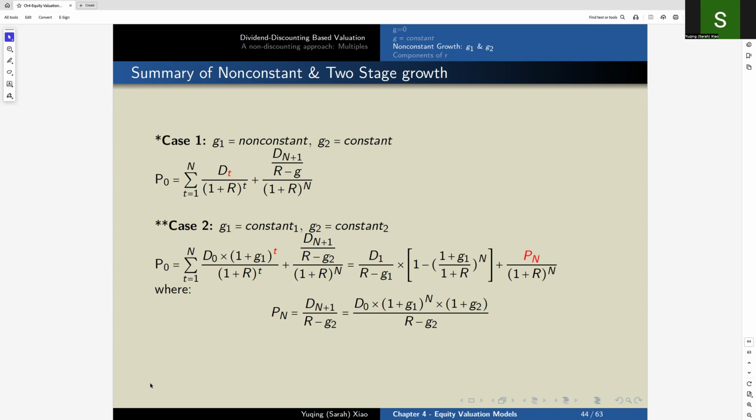So, in words, the stock price today equals the present value of dividends during the supernormal growth period plus the present value of the terminal value once the firm settles into constant growth.